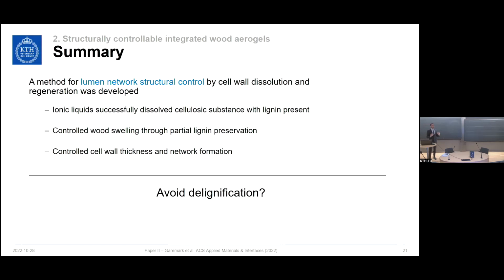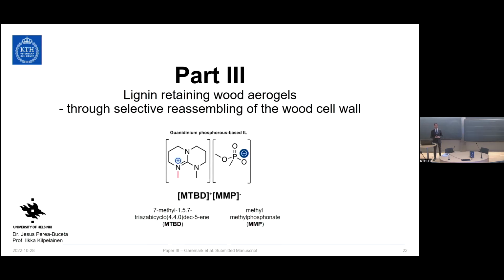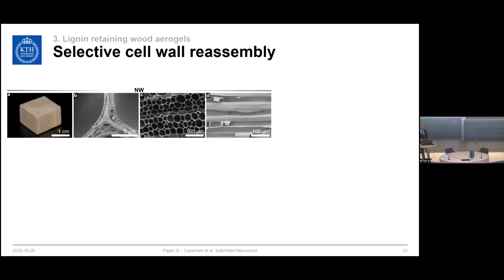So with our better understanding of how lignin is affecting the processing of this material, we thought to ourselves, perhaps we can skip the delignification altogether. So in part 3, we create lignin-retaining wood aerogels using the same ionic liquid system. But this time we take wood and we directly treat it using the partial dissolution in the ionic liquid mixture. But we raise the temperature to 85 degrees Celsius and keep it for 48 hours.